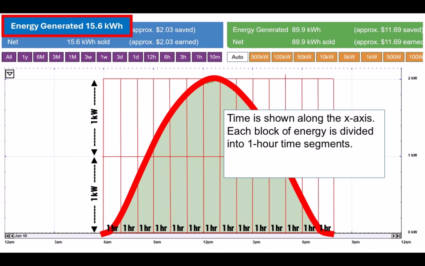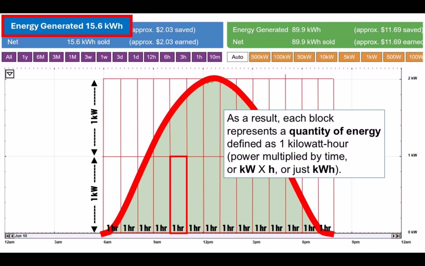Time is shown along the x-axis. Each block of energy is divided into 1-hour time segments. As a result, each block represents a quantity of energy defined as 1 kilowatt hour. Power multiplied by time, or kW times H, or just kWh.